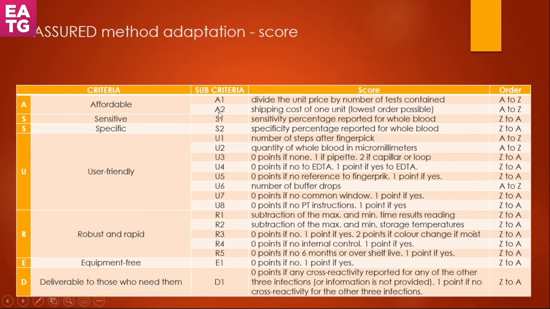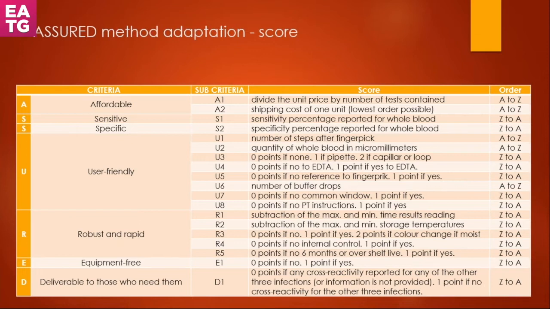How do we score this sub-criteria? So in the first criteria, we divide unit price by the number of tests contained, considering all equipment necessary to do the testing. And then we order from A to Z. So if we are comparing 10 tests, the first one in the ranking gets 10 points, the second one 9 points, and so forth and so on.